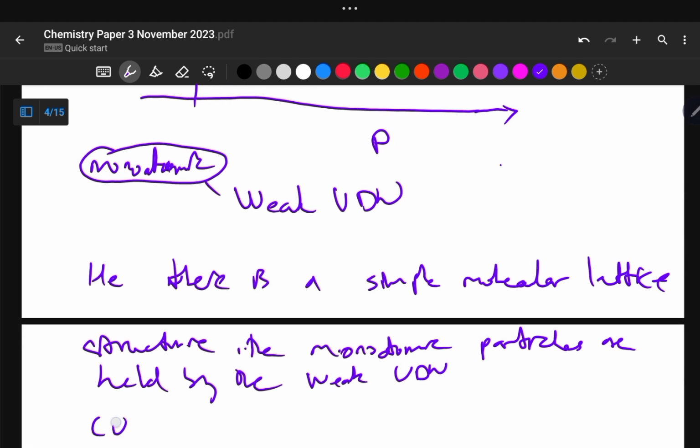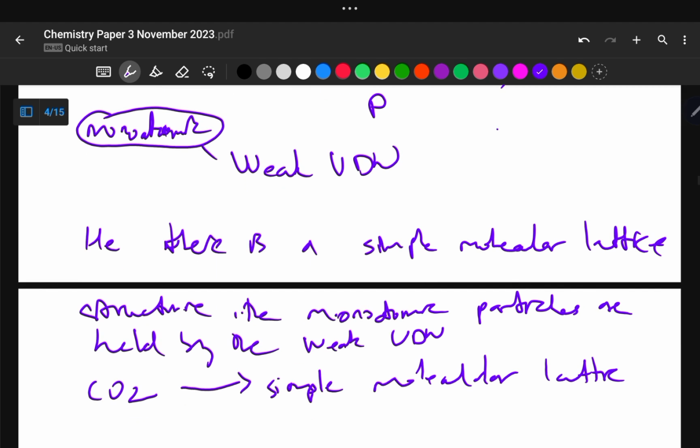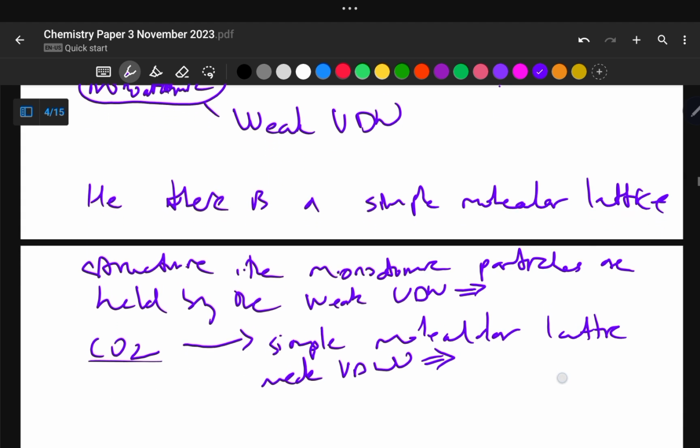And then for carbon dioxide, the same simple molecular lattice structure whereby the particles are held by the weak van der Waals forces. But the van der Waals forces in carbon dioxide are much stronger than those in the small monatomic particles in helium. So you have got weak van der Waals forces, and then you have got stronger van der Waals forces, causing carbon dioxide to deviate more from ideal behavior.